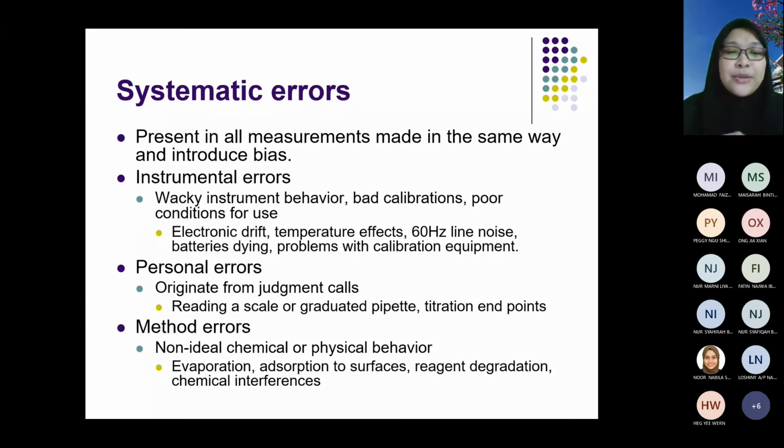Okay, adsorption to surfaces, some chemicals can be easily absorbed to surfaces. Then the method you use to handle that chemical is giving you the method errors. Okay, reagent degradation. So some reagent is easily to degrade if you don't store it in suitable storage room. So it will easily degrade and it will give you errors in final results. So that is method errors.